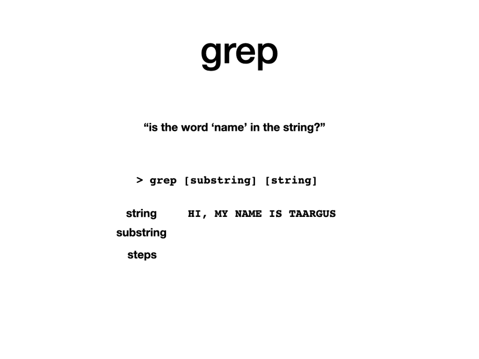So is the word name in this string? So the grep string and substring. Using your human brain is cheating here. We're going to walk through the process of grep. So how does grep do this? The substring is name, and we're going to count the steps that it takes.